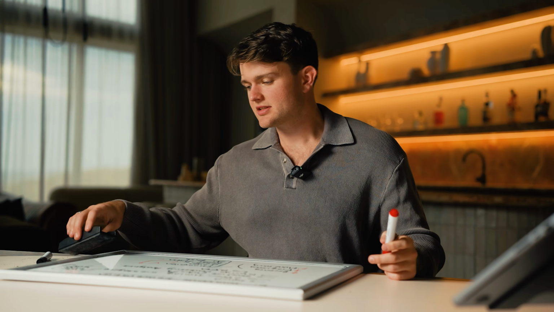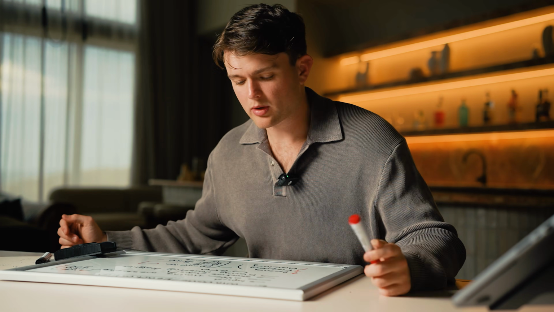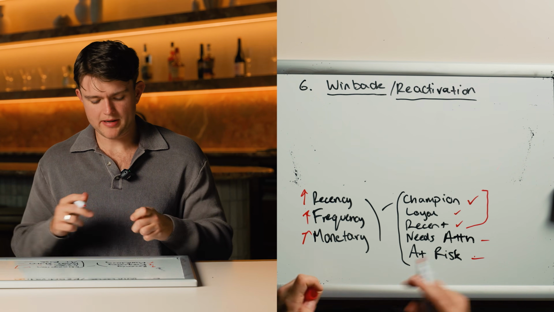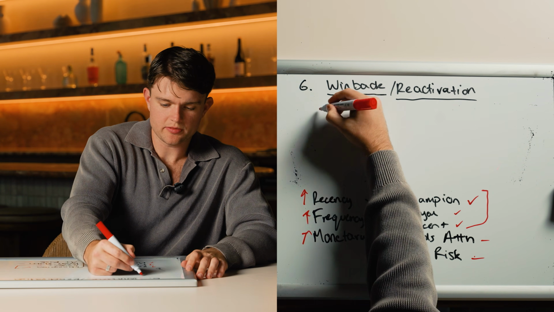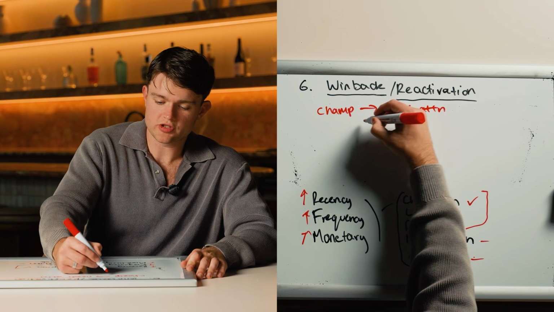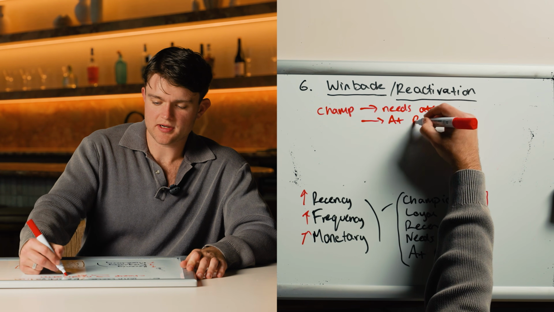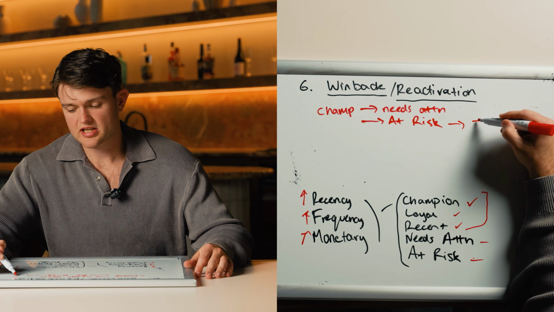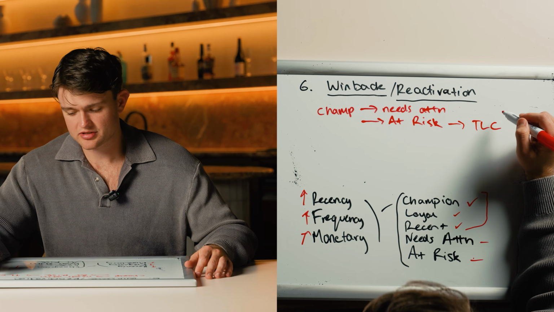Using RFM analysis allows us to build much more custom win-back flows and actually prioritize what we want to send and to who. So we can build custom win-back triggers for each of these events. So we can go, for example, who's a champion customer who needs attention, or who's a champion customer that is at risk. A champion customer who's at risk, that's going to need a lot of tender love and care. We need to show these people some TLC, get them back on board.